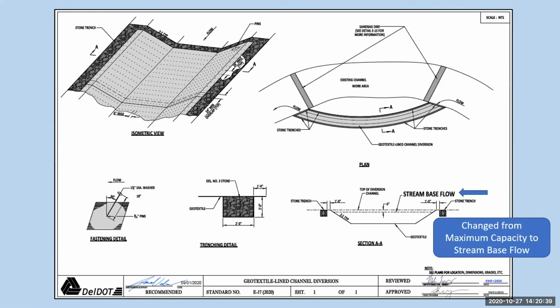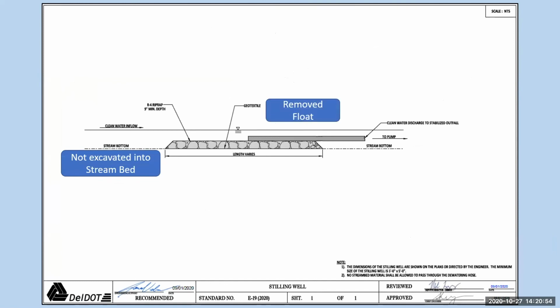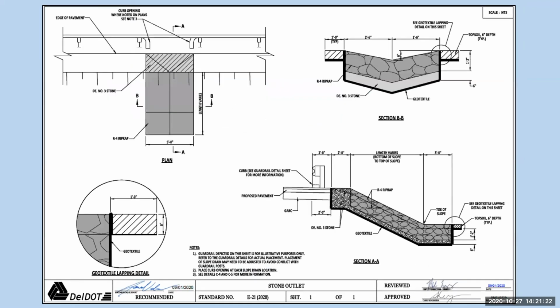The geotextile lined channel diversion. So it changed from maximum capacity to stream-based flow. And then the stilling well, some things of note: the stone is not excavated into the stream bed, and we also removed the float from the clean water district, and also removed the 6-inch minimum freeboard, and added a 9-inch minimum depth of riprap. And it's all just on top of the ground. So also added note 2, no stream bed material should be allowed to pass through the dewatering hose. Should go without saying, but it doesn't.